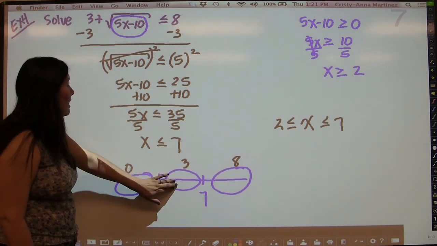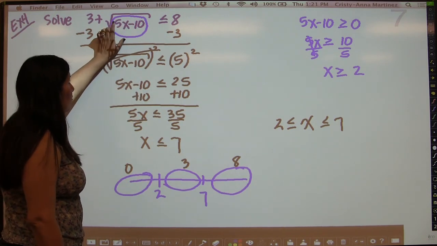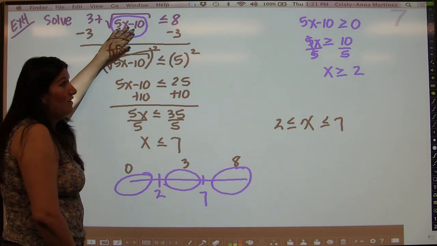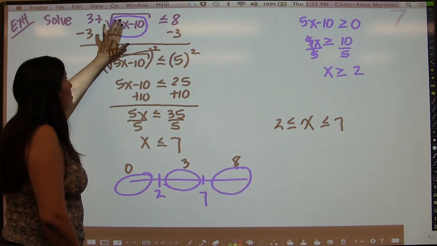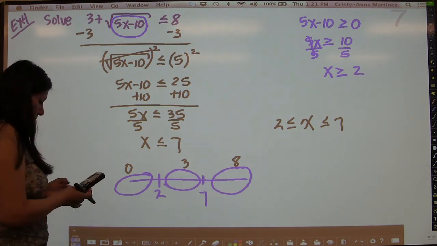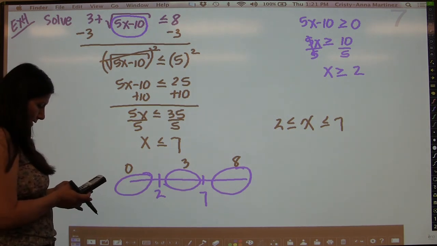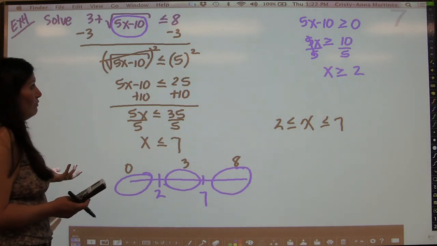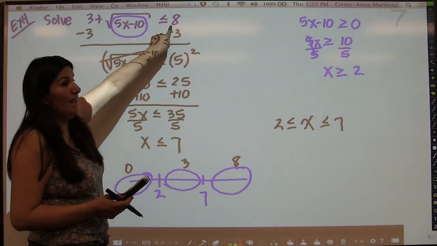If I use a 3, then I'm going to go 5 times 3 is 15, and 15 minus 10 is 5. So you have the square root of 5 plus 3. The square root of 5 is 2.23. So if I add 3 to that, it's 5.23, and 5.23 is less than 8.